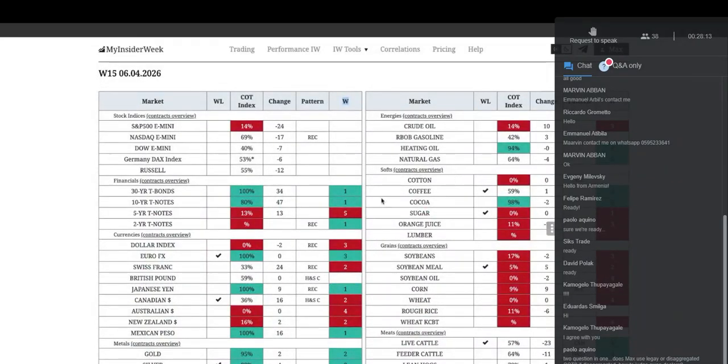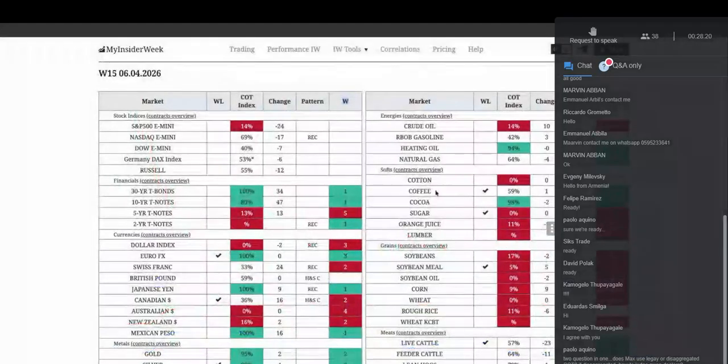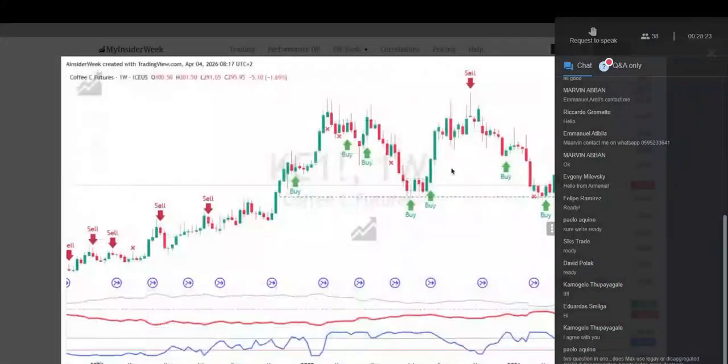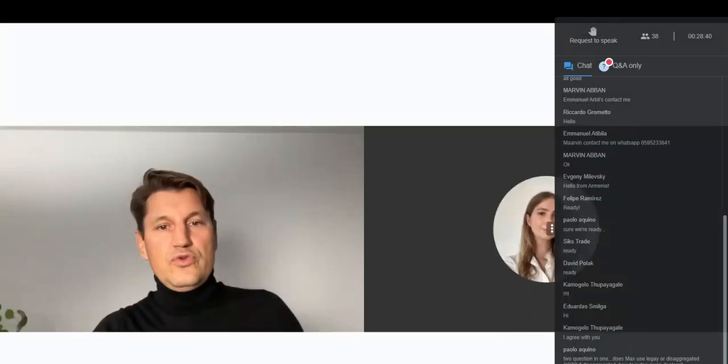So in the soft markets, we have cotton with an uptrend, but we don't have a buy signal in this market. So we have a buy signal in coffee. This is also an interesting market. So we have here a support, and in this support, we got two buy signals in the past, on the same price level. But I changed now to my presentation. I prepared this market in my presentation to show you some interesting pattern. So let's have a look at my presentation.